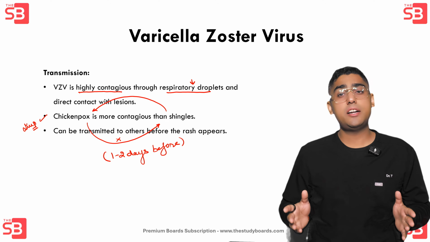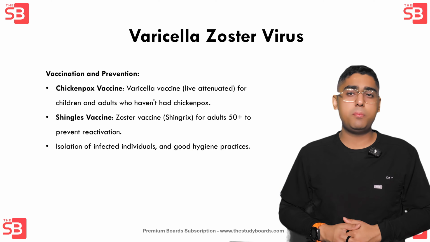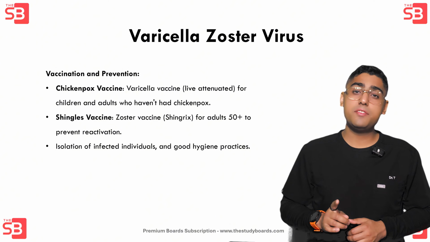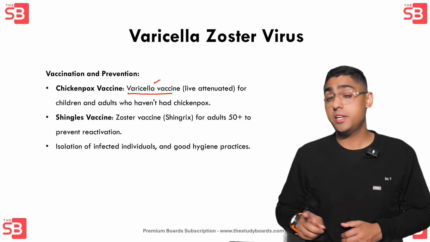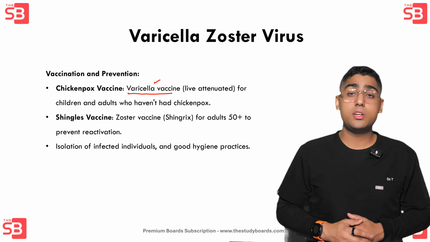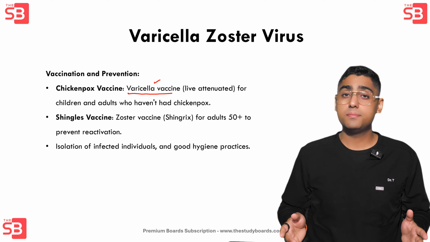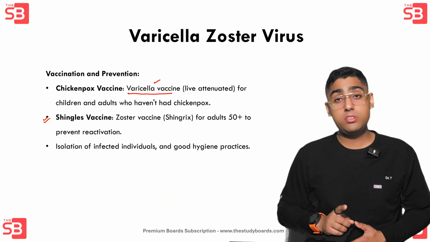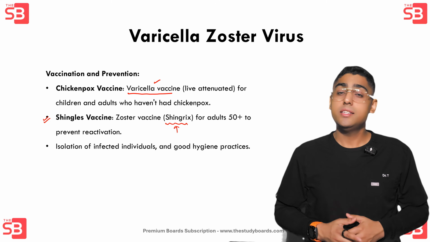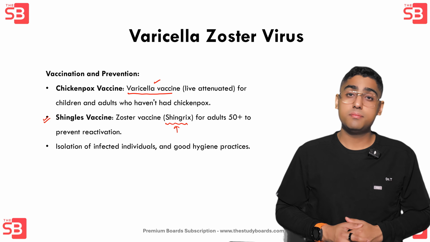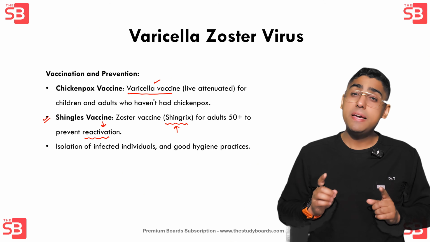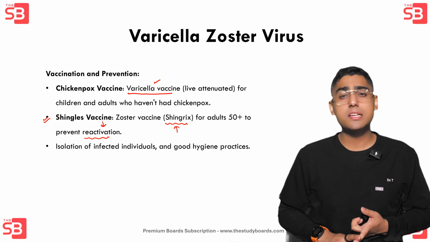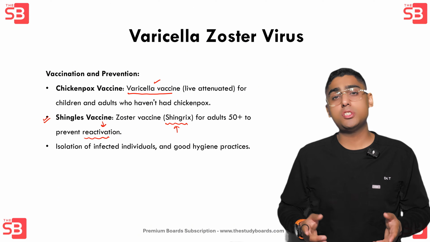Now, the good news is that vaccines are highly effective at preventing both chickenpox and shingles. The varicella vaccine is given to children to prevent chickenpox, and it has significantly reduced the number of cases and the complications. For adults, particularly those over the age of 50, the zoster vaccine, like Shingrix, is recommended to prevent shingles. Along with vaccination, basic hygiene practices like avoiding contact with infected individuals and isolating those with active infections are also crucial in controlling the spread.